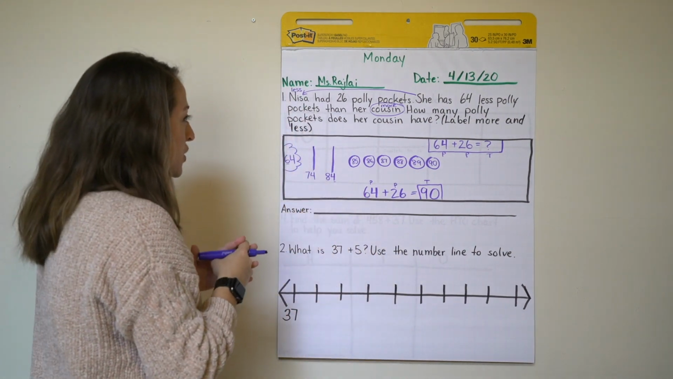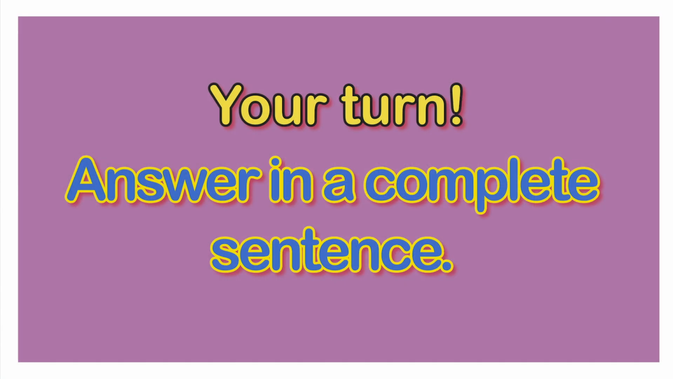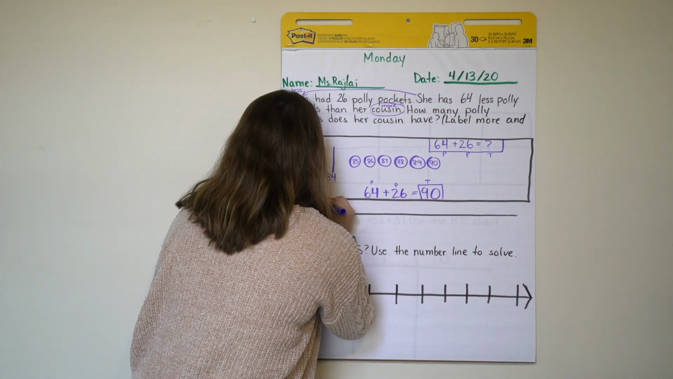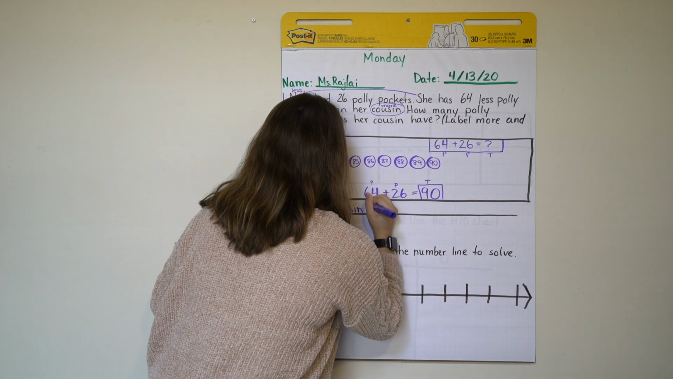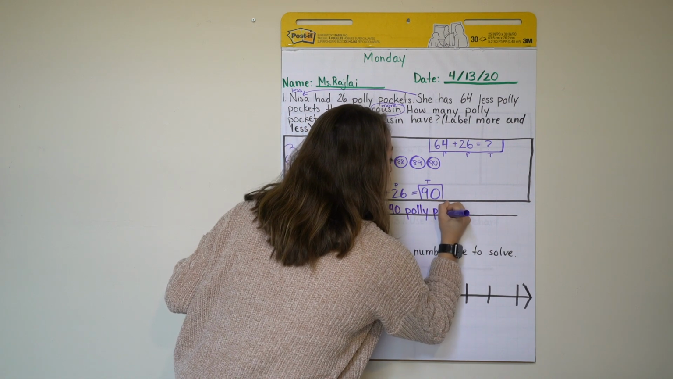Now you can answer this question. How many Polly Pockets does her cousin have? Her cousin has 90 Polly Pockets.